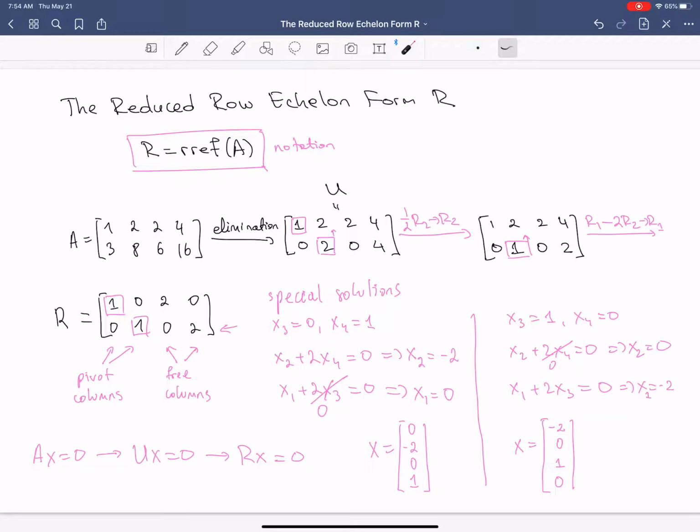Before we close off, let's look at one more example on a bigger matrix, started from scratch, trying to use the reduced row echelon form to find the null space of the matrix. So let's take the matrix A with columns 1, 1, 1, 1, 2, 3, 2, 2, 2, 4, 5, 6.